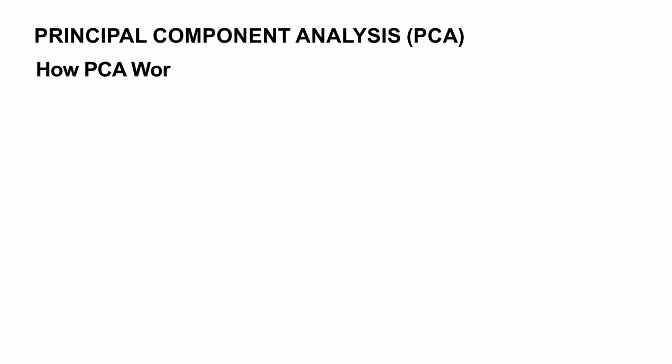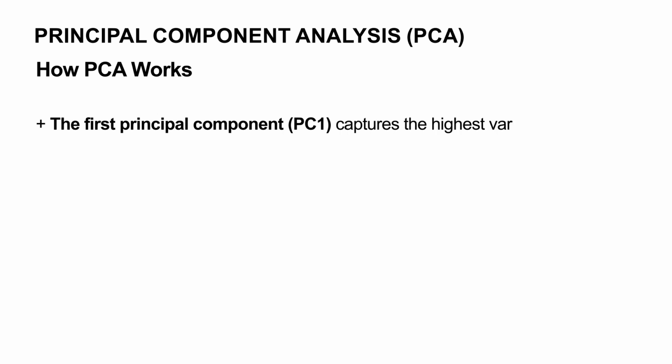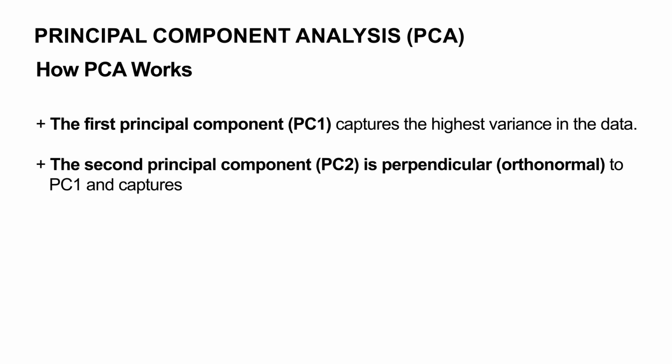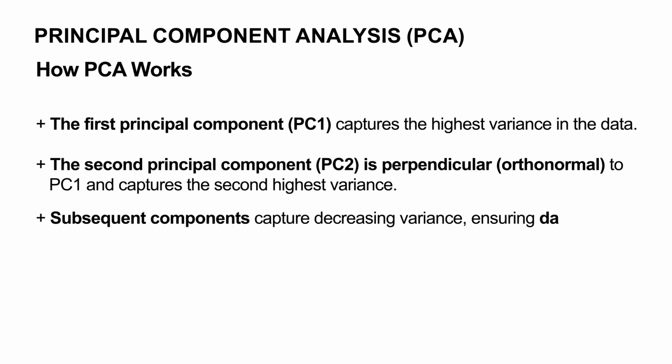How PCA works. PCA transforms a dataset into a new coordinate system where the first principal component, PC1, captures the highest variance in the data. The second principal component, PC2, is perpendicular, orthonormal, to PC1 and captures the second highest variance. Third, subsequent components capture decreasing variance, ensuring data compression.